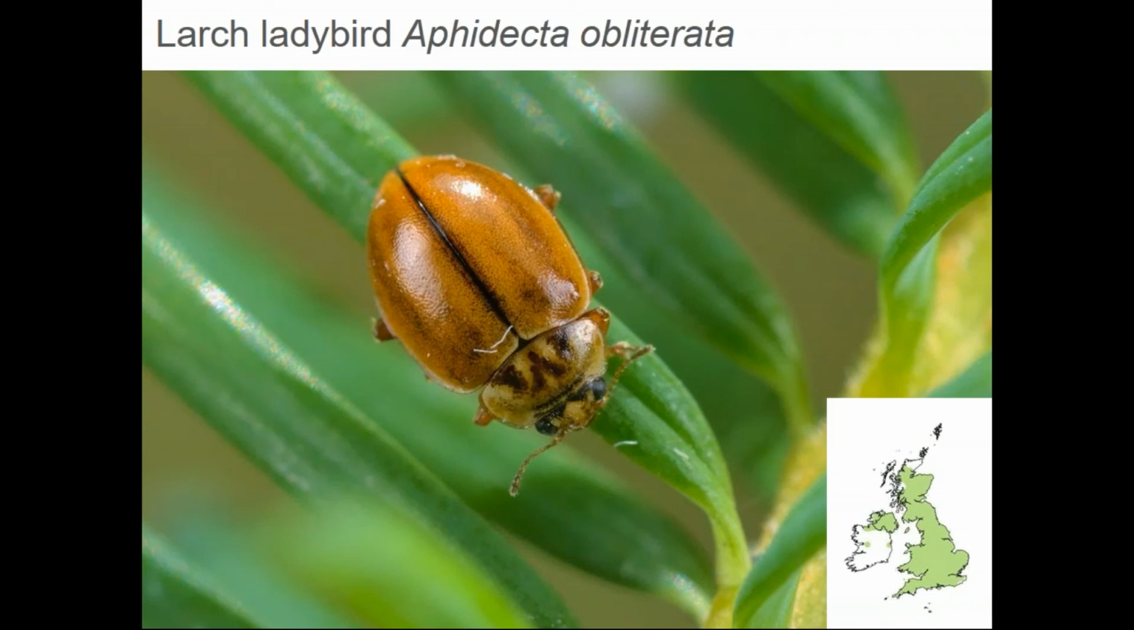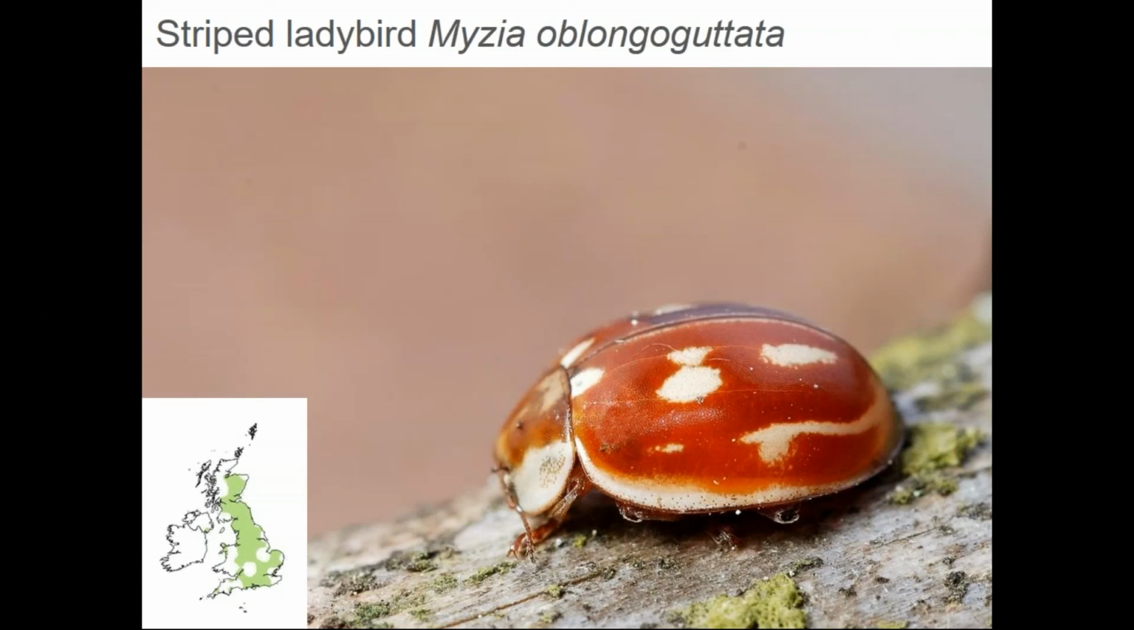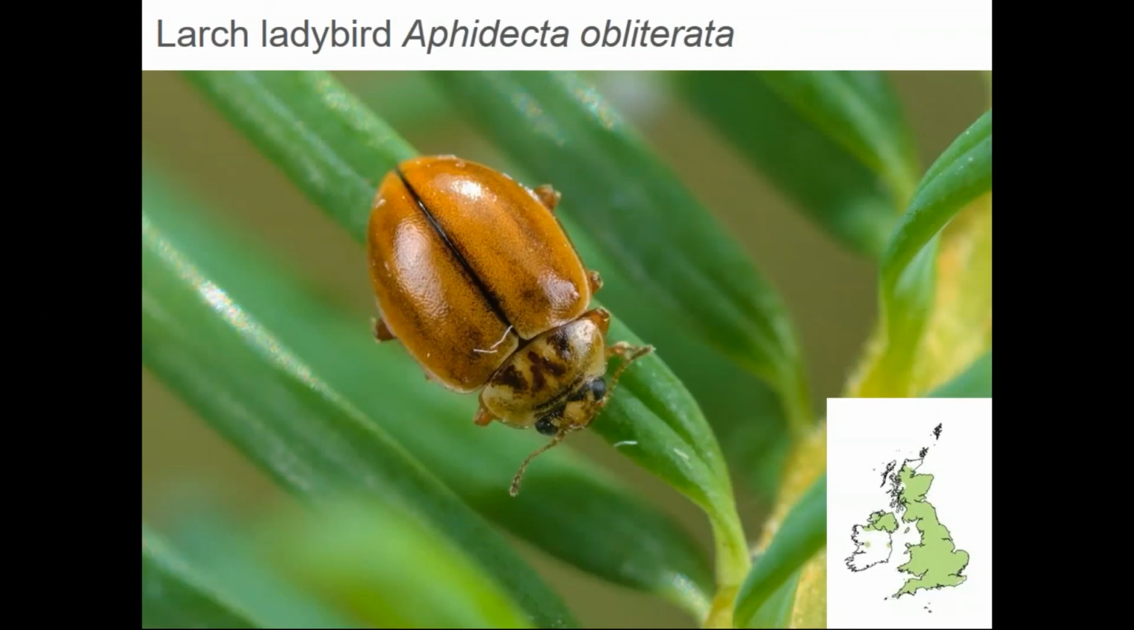And it tends to just have perhaps a few streaky darker markings on the wing cases, along with this darker band down the middle, but otherwise fairly plain wing cases. It's got this characteristic M-shaped marking on the pronotum that you can see on this and some of the other ladybird species. So that's the larch ladybird. And the next one, thank you.